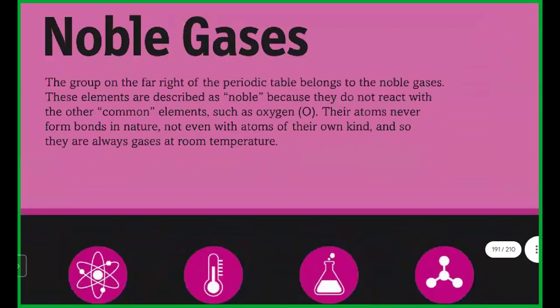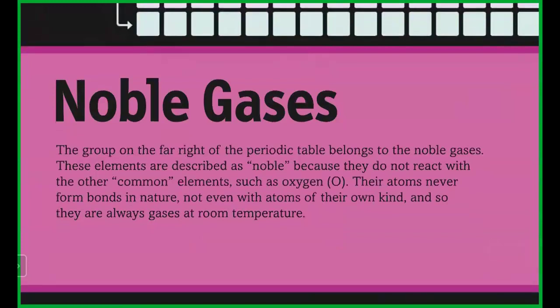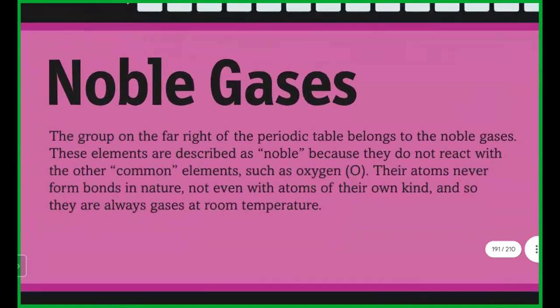Okay. Just a little bit of overview about noble gases. So the group on the far right of the periodic table belongs to the noble gases. It's actually in group 18, which is the very last there. These are described as noble because they do not react with the other common elements. So it's actually named after that. It's not that they're noble in any sense. It's just that they are highly stable, meaning that they do not react easily with the other elements that are very reactive, like alkali metals or halogens.